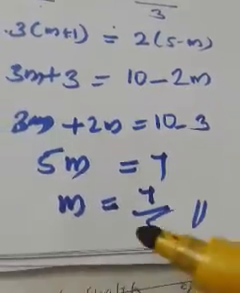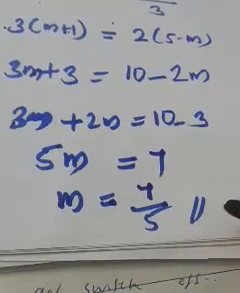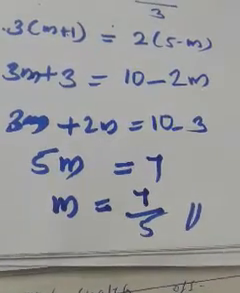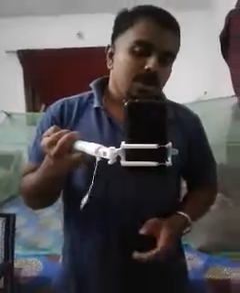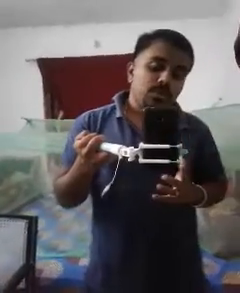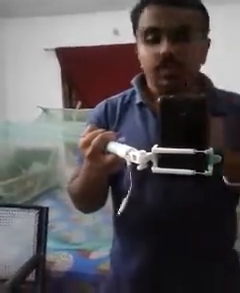In the end we are supposed to write: so the solution is, m is equal to 7 by 5. And you may have understood the question. And in the next part, it consists of 4 questions.